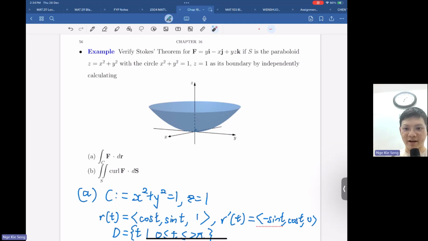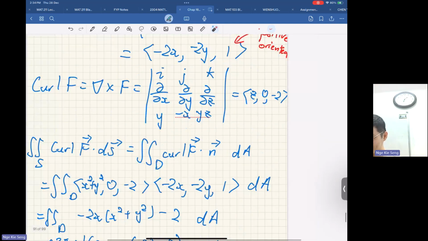Okay. We have 16 minutes left. We have to finish divergence.